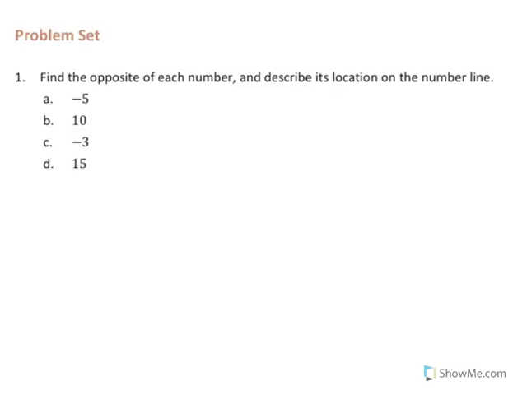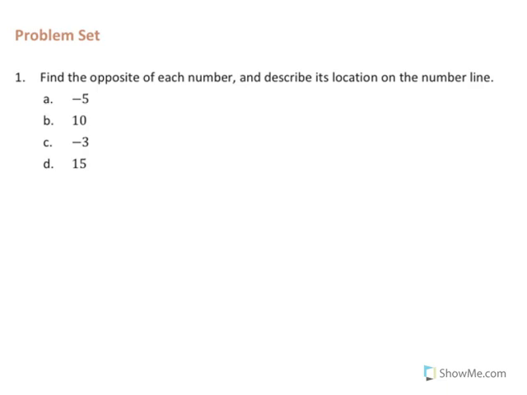Okay, so for this next exercise, it's the first problem. Find the opposite of each number and describe its location on the number line. So we're not just finding the opposite, we also have to say whether it's to the left or to the right of a number. Okay? I also want us to include if it's above or below. So I'll explain what I mean.